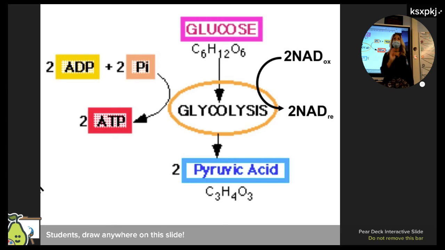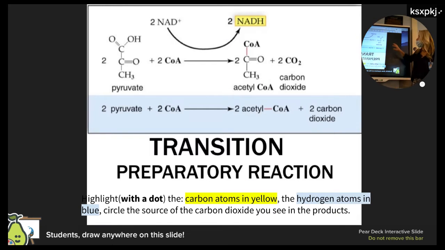Now, glycolysis in and of itself will just get you 2 ATP. Is that enough to keep us alive? No. So we've got to do more with it. So what we'll do now is we'll take these 2 pyruvic acids, the end product, and go ahead and do, what's the next step in aerobic respiration? Transition prep, right? And we're going to move into our mighty mitochondria, and we're going to take our 2 pyruvic acids, which have 3 carbons.